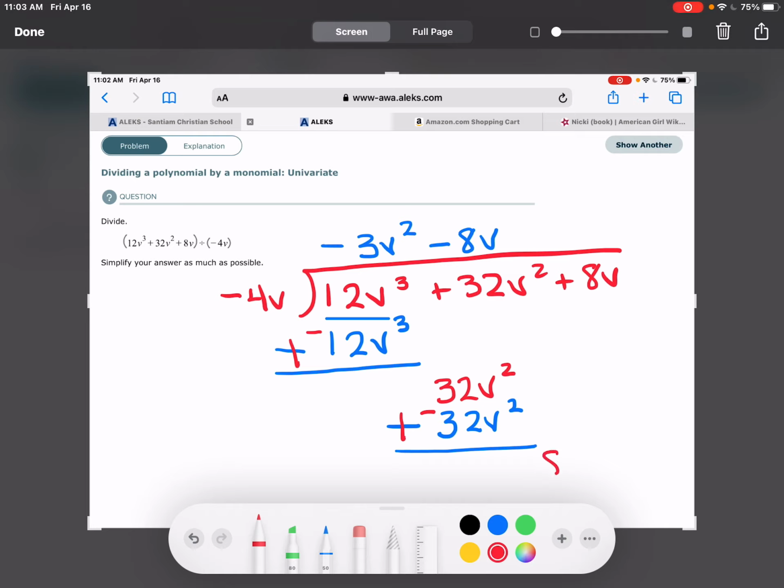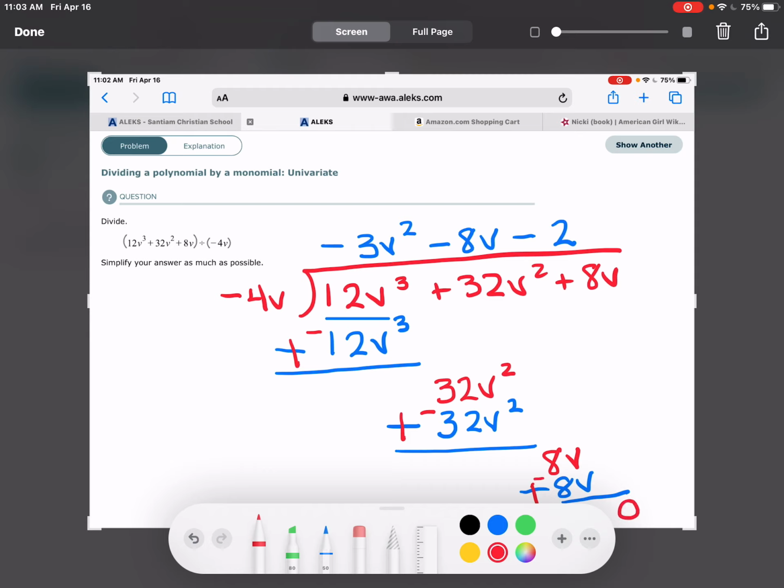Let's bring down the 8v. Asking myself, negative 4v times what gives me 8v? And that would again be a negative 2. So negative 4v times negative 2 gives me a positive 8v. I am subtracting, which is the same thing as adding the opposite, and I get 0.